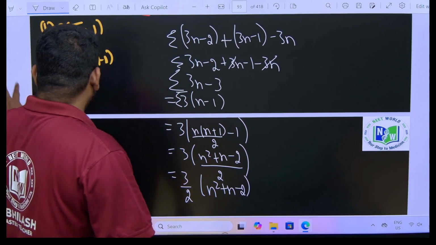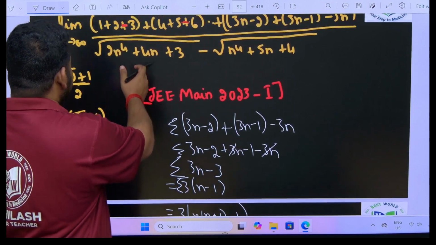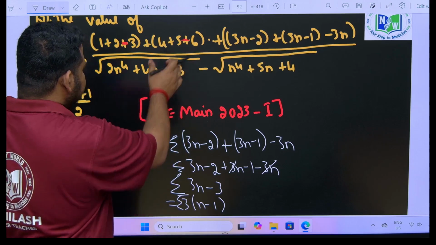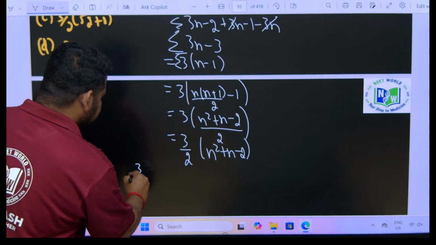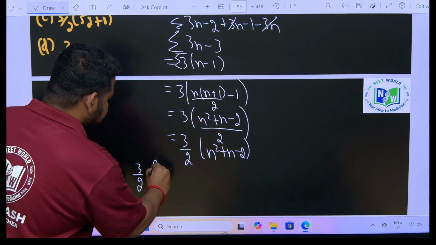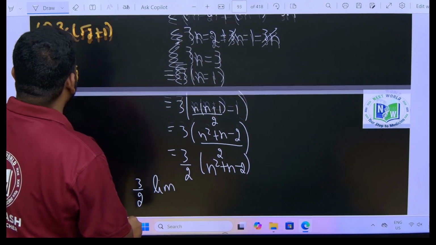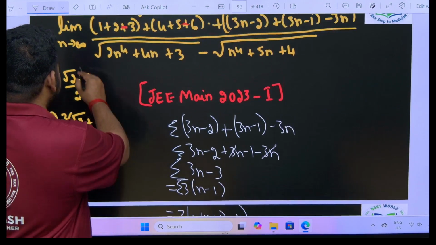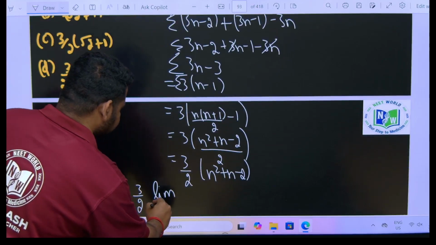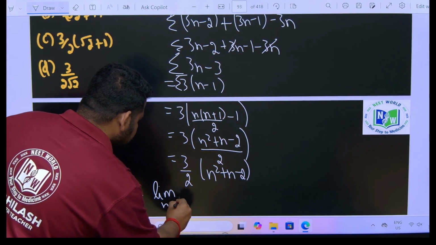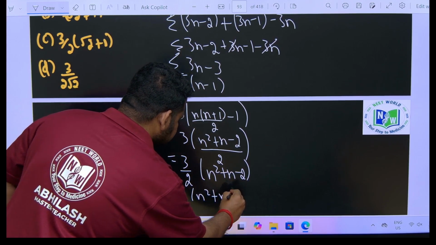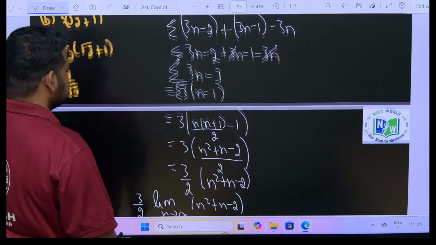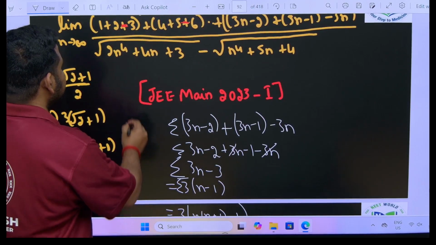So let us have a look at this. Now let us take the actual question. So the numerator I got as this one. This 3 by 2 I will take outside. So this will become limit as n tends to infinity. The numerator is n square plus n minus 2, divided by, what is this?